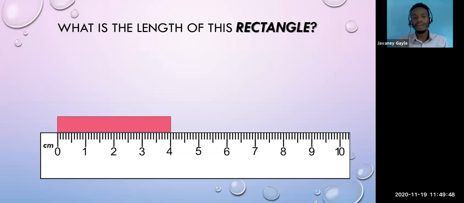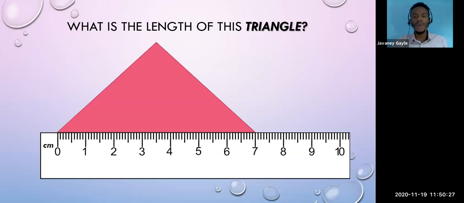Look at this rectangle. Everybody sees that pink rectangle with the ruler below it? How long is that rectangle? Did I hear somebody say 4 centimeters? Yes, this is 4 centimeters. So we can easily look at it because it starts at 0 and it ends at 4. From 0 to 1 is 1 centimeter. From 1 to 2 is what? 2 centimeters. From 2 to 3 is 3 centimeters. And from 3 to 4 is 4 centimeters. So this rectangle right here is 4 centimeters long. Very good. One more example.